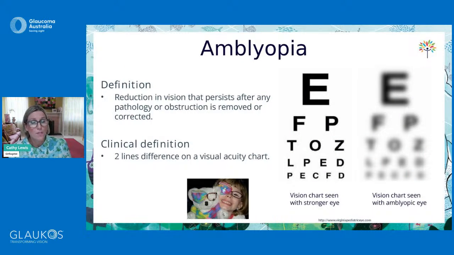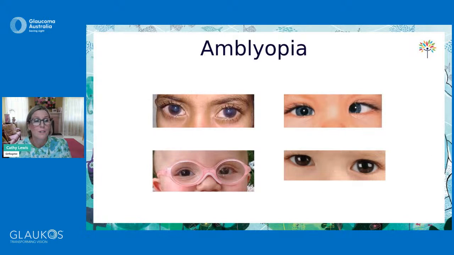Now, if something interrupts the visual development during those first 8 years of life, it may lead to what we call amblyopia. And amblyopia is a reduction in vision that remains after the pathology or obstruction is removed or corrected. Now, we can treat amblyopia and train up the vision in the weaker eye, often by patching the stronger eye for a certain amount of time each day, but this treatment is less effective as the child approaches the age of 7 or 8 years. So the earlier the diagnosis and treatment of amblyopia, the better the visual outcome for the child.